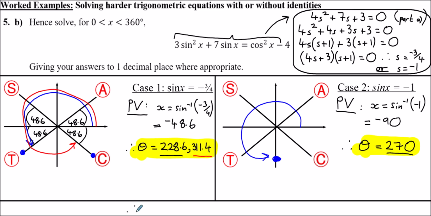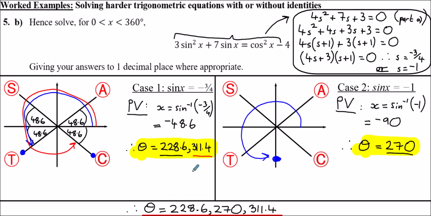So therefore, we're going to have theta being 228.6, 270. It's not appropriate to give this to one decimal place. And this one 311.4. So those are the three possible values of theta. So that's question 5 complete.